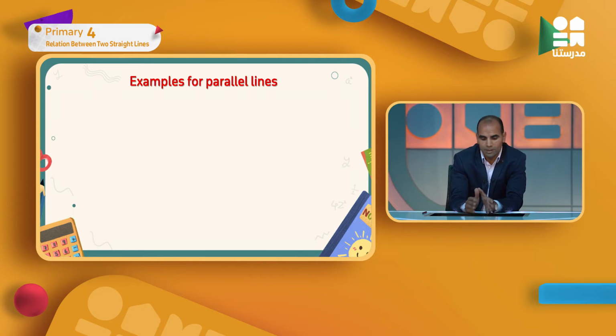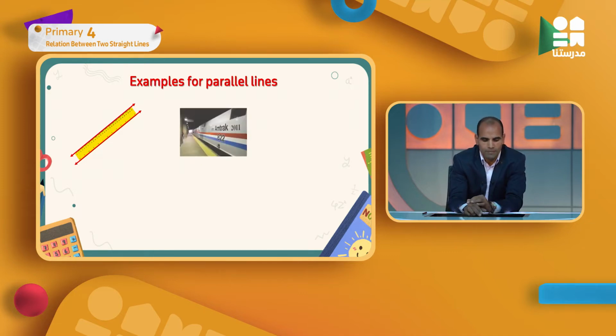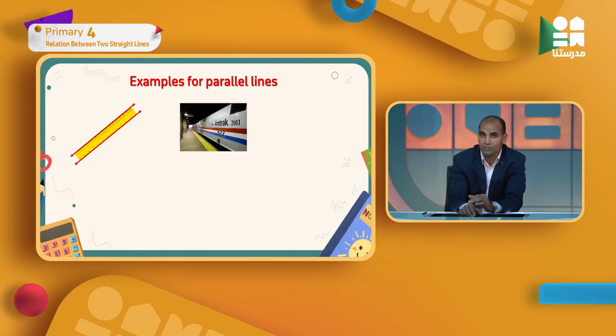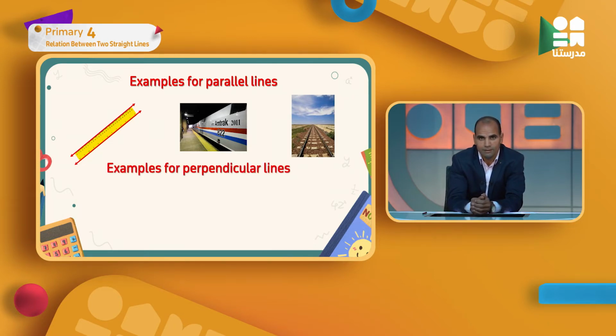Now we have here examples for parallel lines. We have the two straight lines in front of you, the two edges of the ruler. If you have a ruler and draw two straight lines alongside the two edges of the ruler, you can find that the two straight lines are parallel. And in the second picture, the two lines are parallel as well. And here, the bars of the train are parallel. Examples for perpendicular lines.